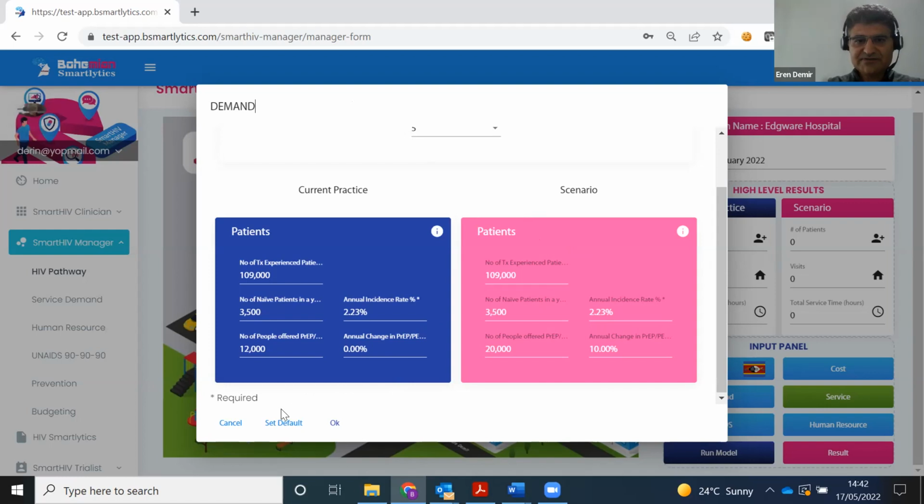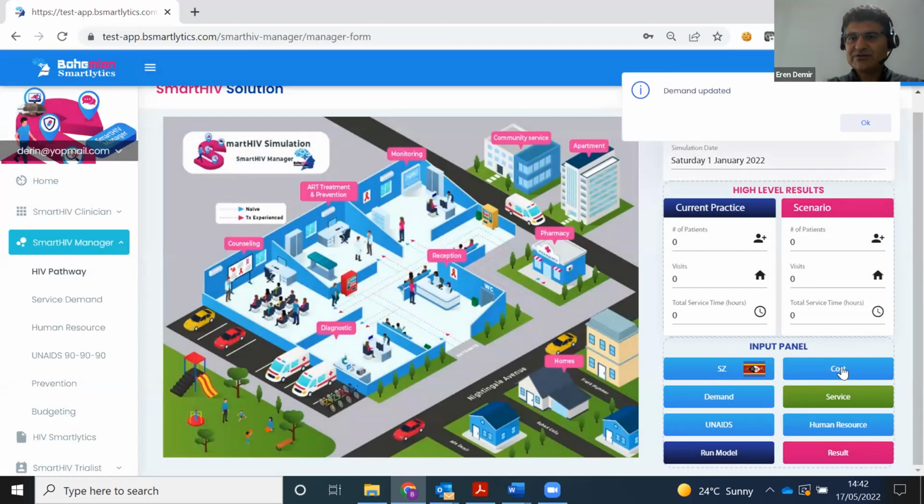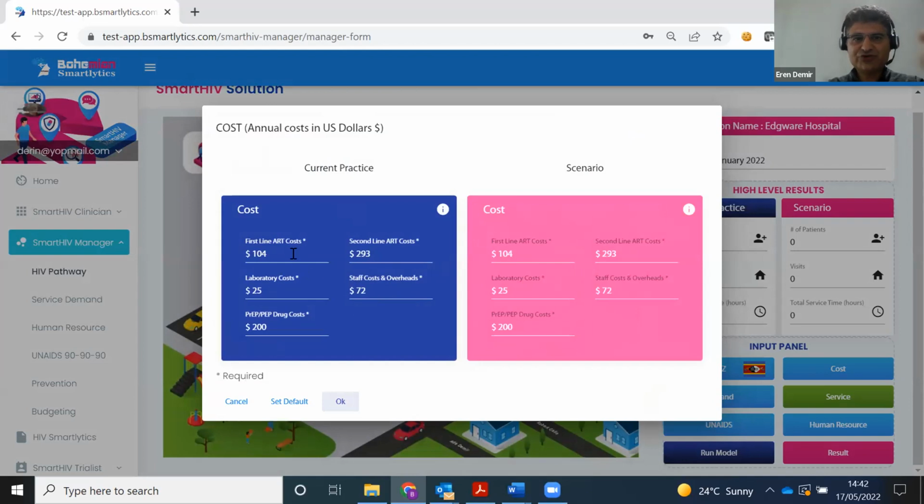Okay, so we've just got all the numbers in. For Swaziland, the costing is approximately $104. That's how much it is for ART costs per year per person. Let's not forget, this is discrete event simulation. The power is we're able to attach all of the consumed resources as they are flowing in, as they are moving in the service. There are some confidence intervals behind that. So that's the second line, ART costs. Laboratory costs around $25 per patient per year. That's the staff costs. And PrEP-PEP costs, it's less than $200.